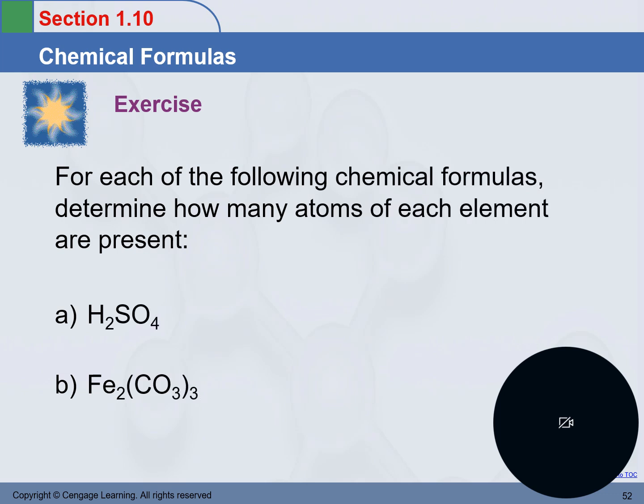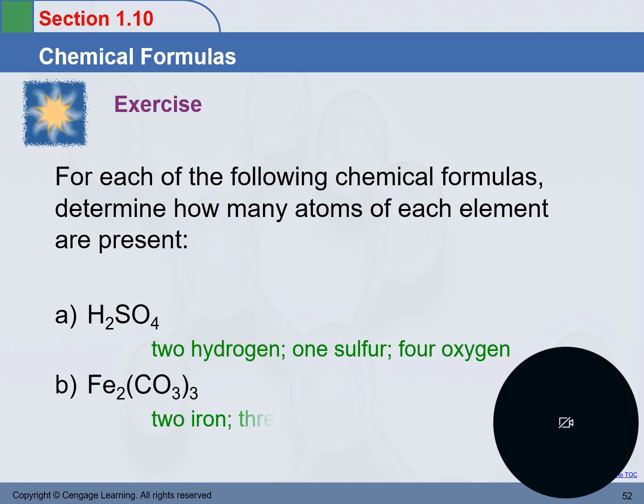A couple learning checks for us. We're going to try to figure out how many atoms of each element are present in the following compounds. Sulfuric acid, we would have 2 hydrogens, only 1 sulfur, and 4 oxygens. And don't forget things in parentheses, that 3 outside the parentheses gets distributed. So 2 irons, 3 carbons, and 9 oxygens.